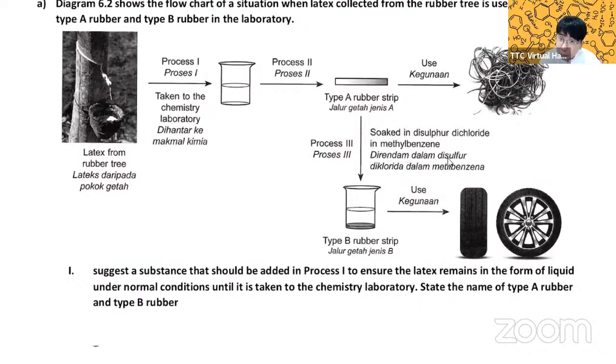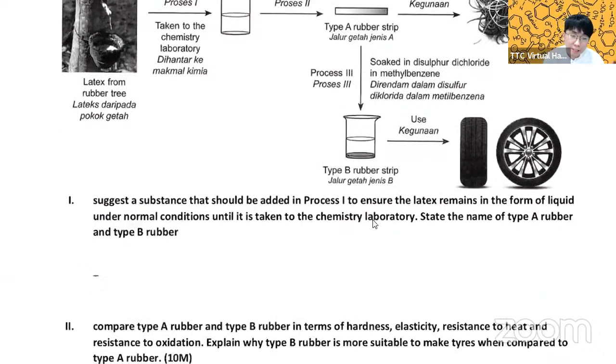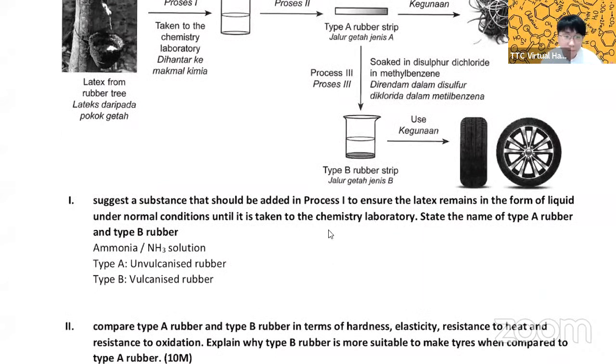Guys, do you remember what is this process? A normal rubber strip, a natural rubber, can be strengthened by adding this thing here. Vulcanization, very good. So this is called vulcanization. So A is unvulcanized rubber, B is vulcanized rubber. So for the first one, you add ammonia, weak ammonia, okay? Then A is unvulcanized, B is vulcanized.